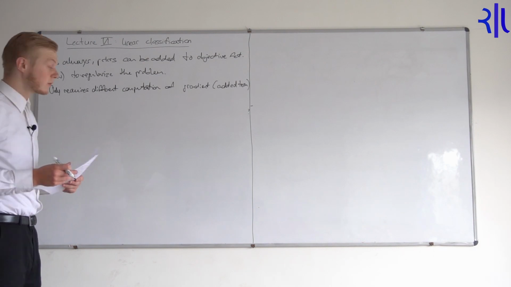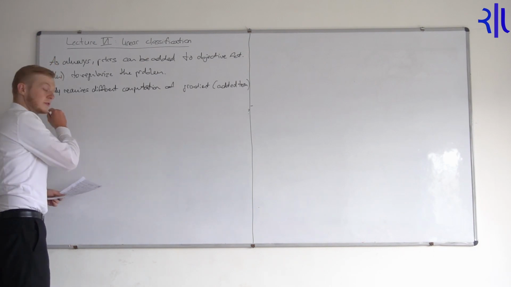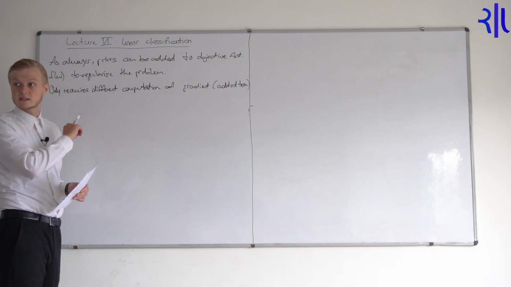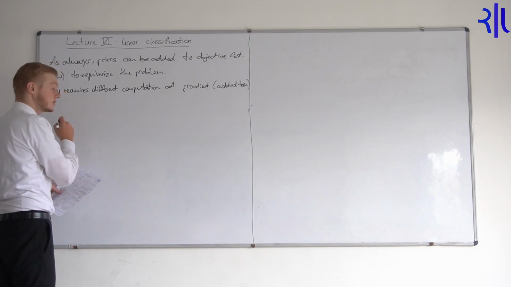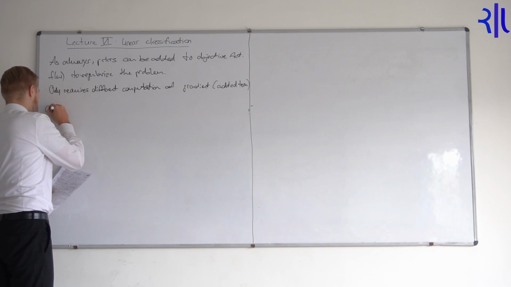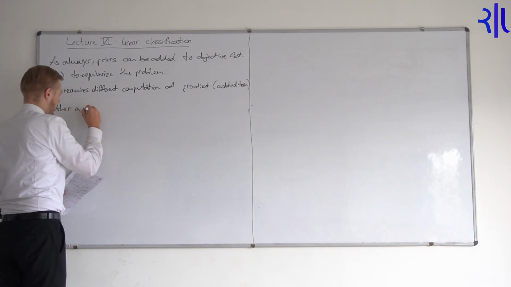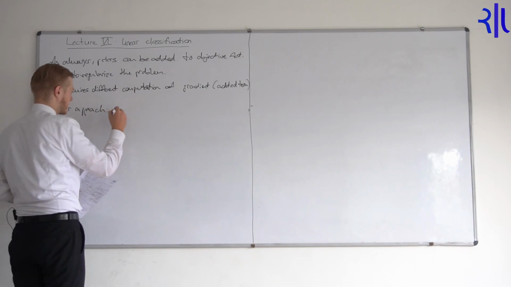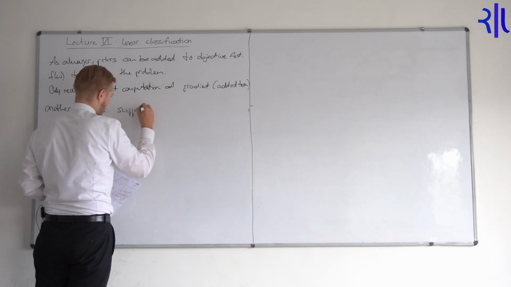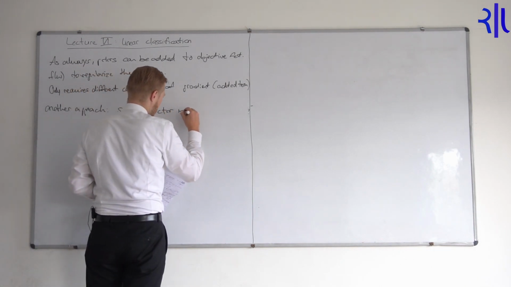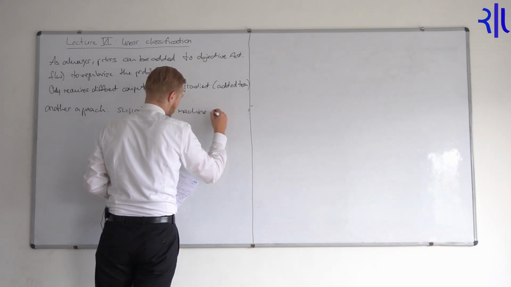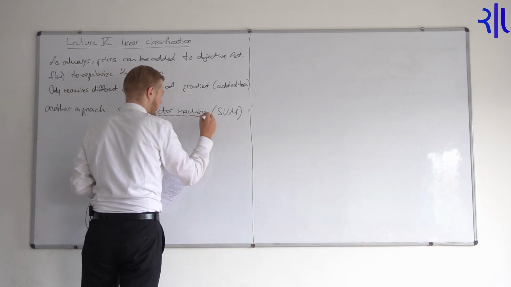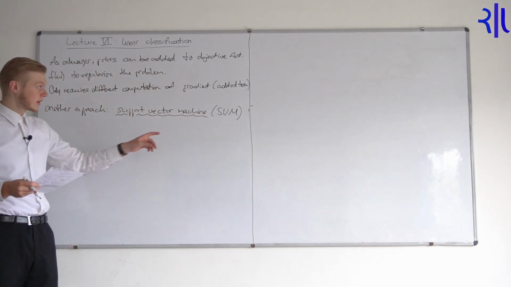So another way, a different solution to the question, how can we fit the line, how can we separate the two data sets by the two classes by a line, is the so-called support vector machine. Or in short, SVM.